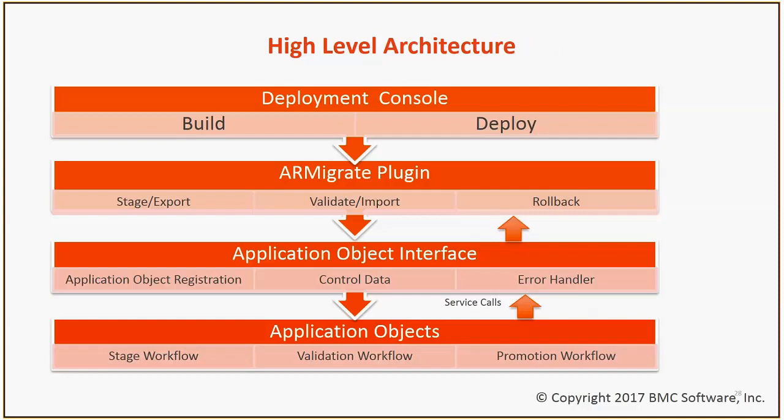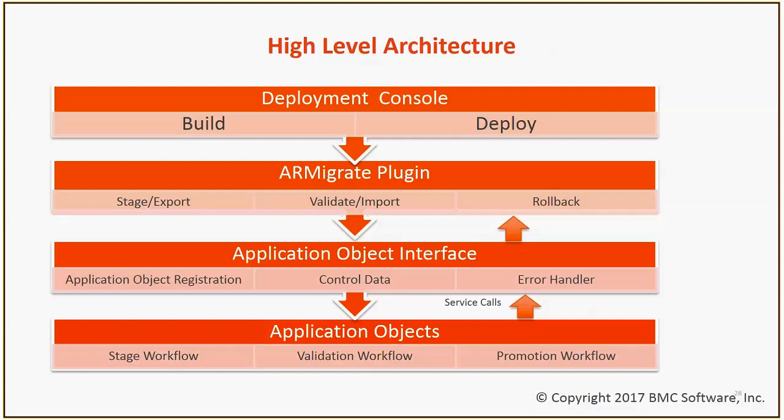Looking a little bit at the generic architecture that's been put in place to support these kind of application objects. The deployment console works with a plugin called AR Migrate plugin, and that orchestrates the export and import of objects. Now there's a new interface object called application object interface, where you can register application objects, for example, a task template or a task group template. And that registration tells the AR Migrate plugin how to trigger the export workflow and the import workflow.